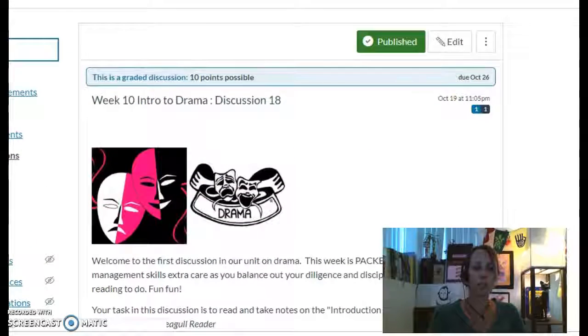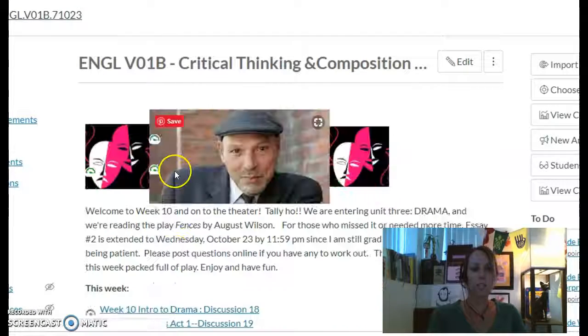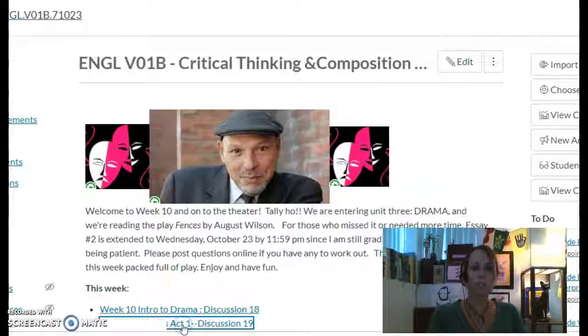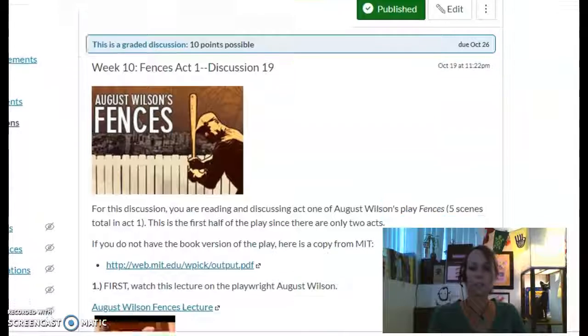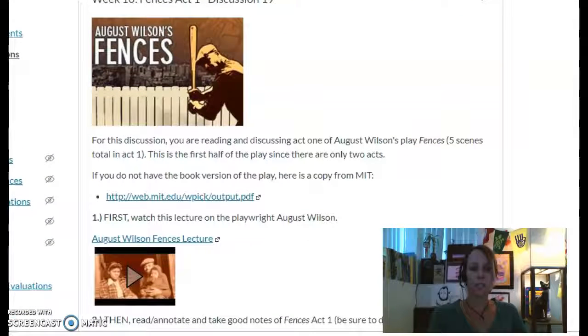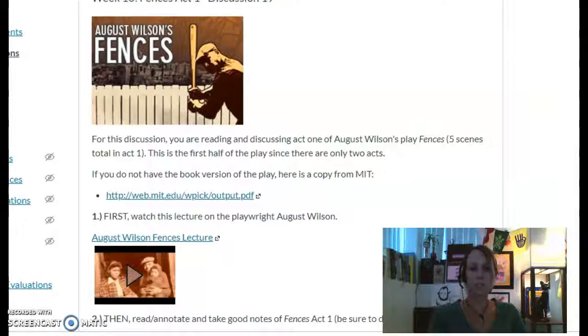Going back to the home page, I'm just going to click on the second discussion for the week. It's Act One of Fences. So Act One is the first half of the play, and so you're going to be looking at the first five scenes. So for this discussion, you're reading the first act, since there's only two acts.